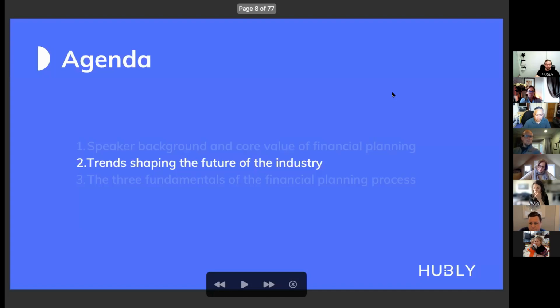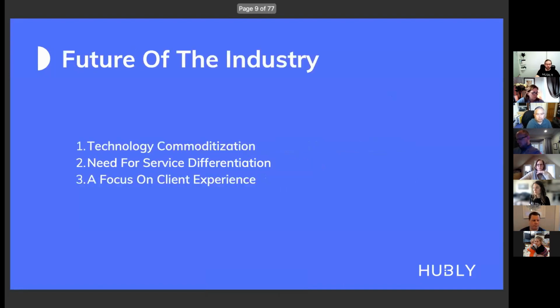When we look at the trends shaping the future of the industry, there are essentially three trends that I see taking form at the moment. The first is technology commoditization. Second is the need for service differentiation. And third is a focus on client experience. If you've ever heard Michael Kitces' talk or any other thought leaders in the industry, they've talked about these before, but I always find it useful repeating them.